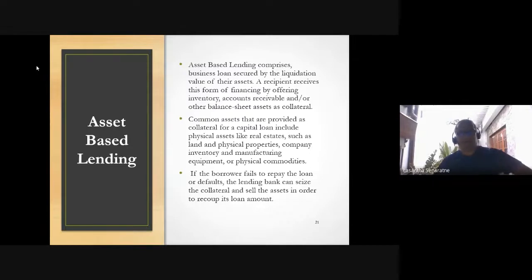Asset-based lending comprises business loans secured by the liquidation value of the assets. The recipient receives this form of financing by offering inventory, accounts receivable and/or other balance sheet assets as collateral. Common assets provided as collateral for a capital loan include physical assets like real estate, such as land and physical properties, company inventory, and manufacturing equipment or physical commodities. If the borrower fails to repay the loan or defaults, the lending bank can seize the collateral and sell the assets in order to recoup the loan amount.